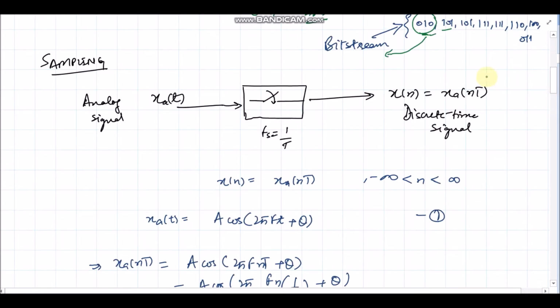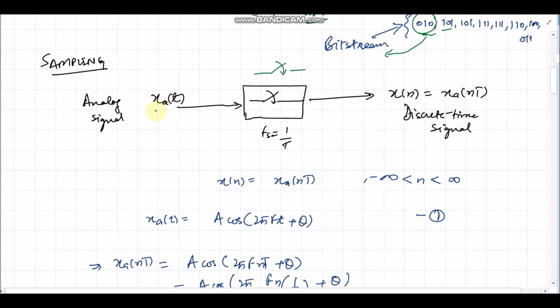Okay, let's discuss the first block in the analog to digital converter, that is the sampler. It does the sampling process. What is the sampling process? I can denote it using this block diagram. So this sampler just samples out this value. It samples out the values at every instant T. So we have the sampling frequency fs equal to 1 by T.